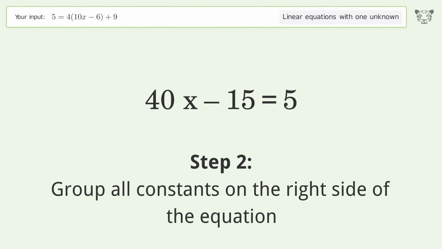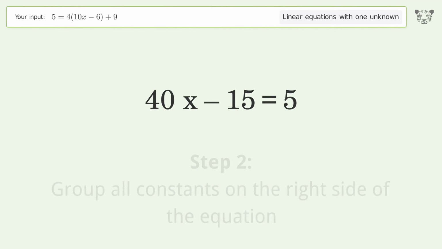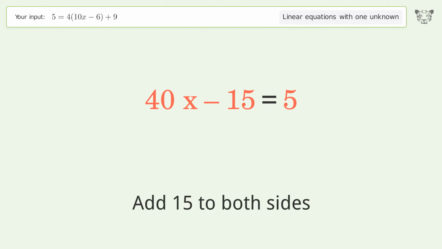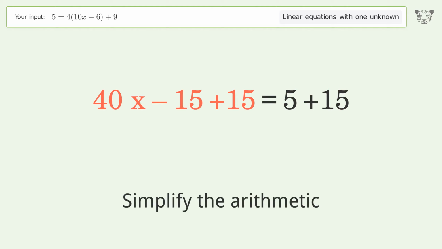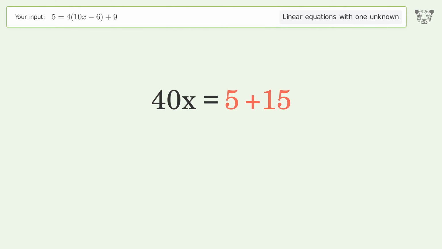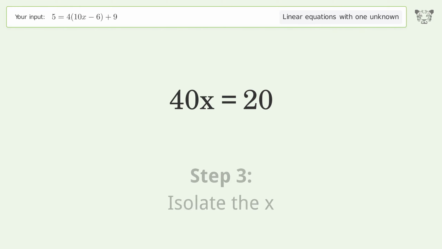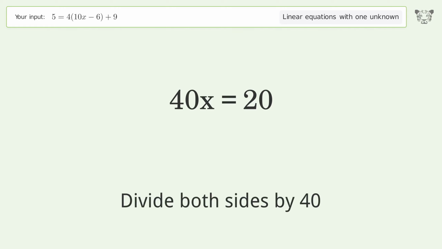Group all constants on the right side of the equation. Add 15 to both sides. Simplify the arithmetic. Isolate the x. Divide both sides by 40.